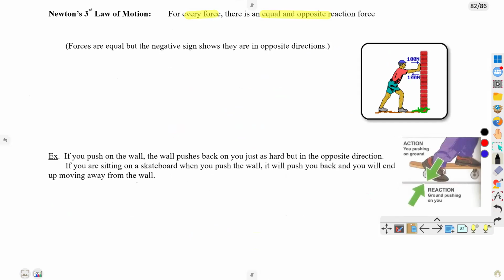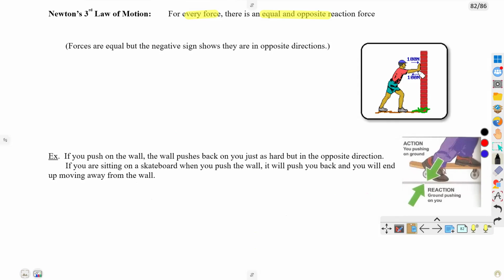All right. Now, third one: for every force, there's an equal and opposite reaction force, or for every action, there's an equal and opposite reaction. So for example, when you push against the wall, the wall pushes back on you just as hard, but in the opposite direction. If you somehow pushed with a force greater than the returning force of the wall, you'd push the wall over. But since you're not pushing the wall over, whatever force you're applying, the wall is pushing back to you.